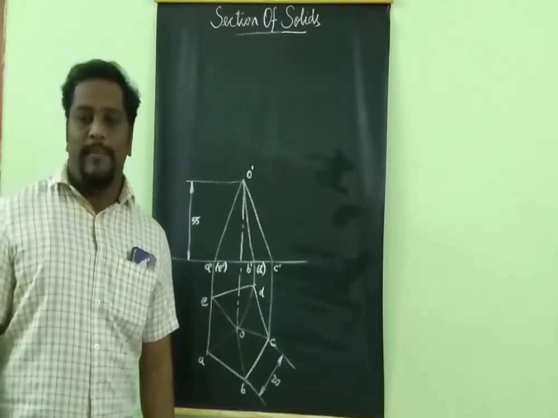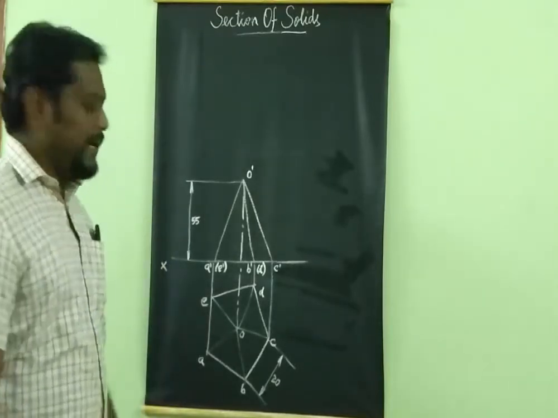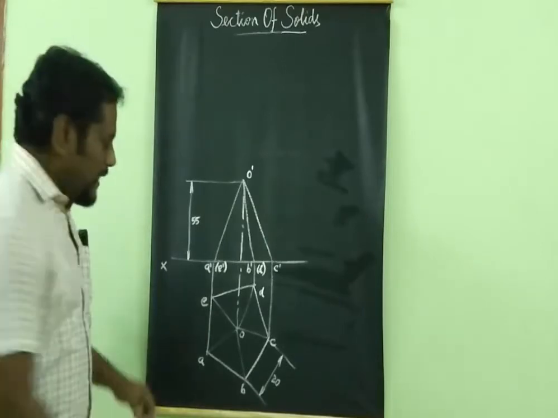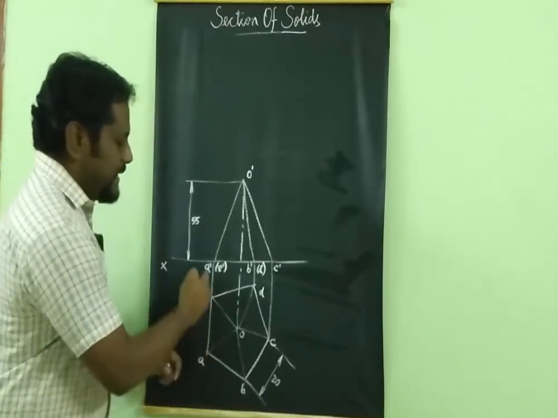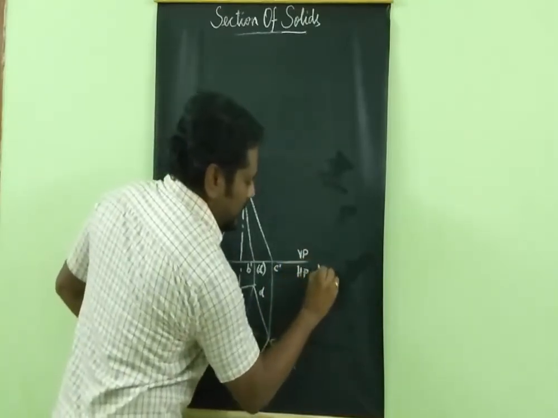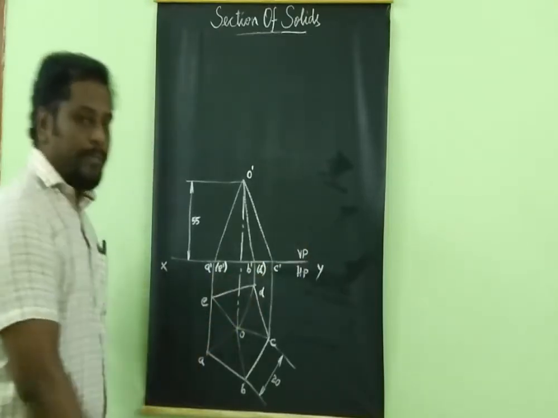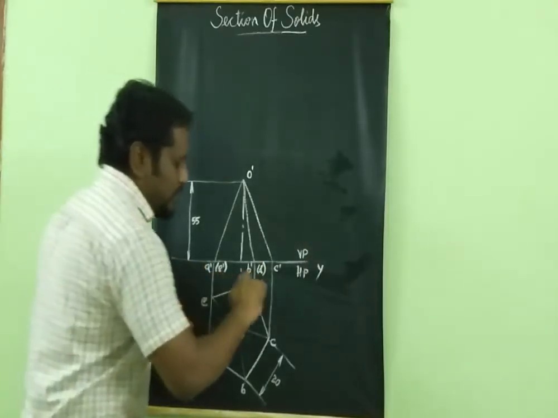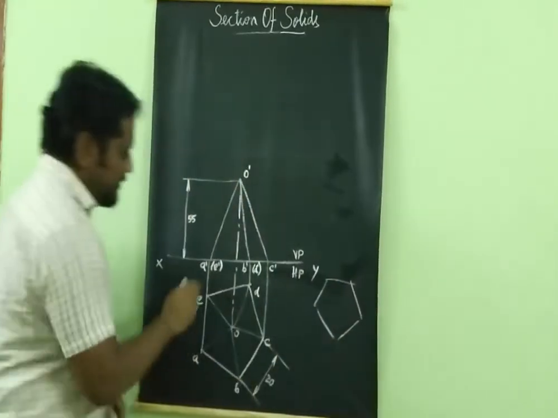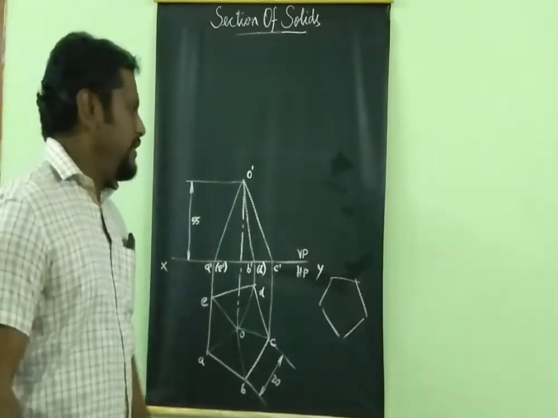Now in the second problem, it is given that it is a pentagonal pyramid of base side 20 mm and axis 55 mm, and it is resting on HP with one base edge perpendicular to VP. So this is my VP, HP and XY. This base edge is perpendicular to VP. If it were parallel to VP, then I would have to draw the pentagon like this. So this is my edge perpendicular to VP. So the simple position is completed.